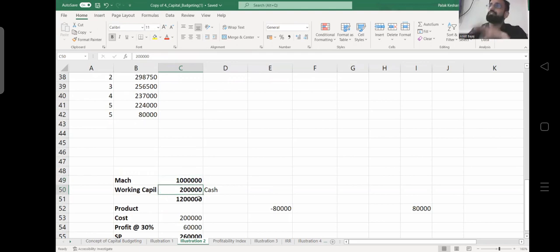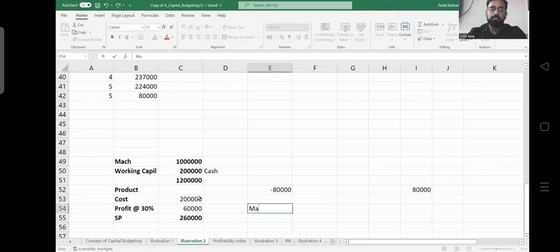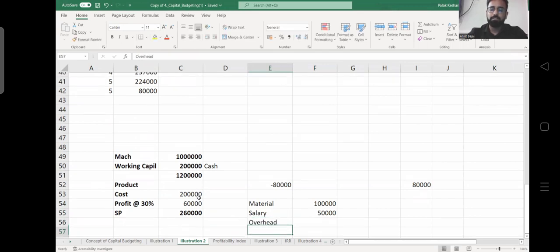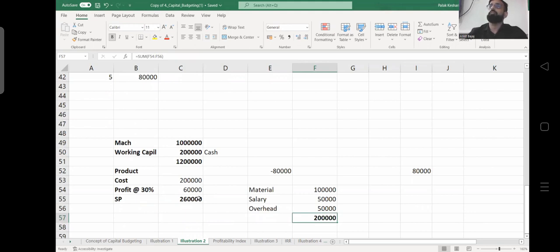Right? Now, with this 2 lakh rupees, what you have done, you manufactured a product, right? How you manufactured this product? You purchased material of rupees 1 lakh, right? You paid salary of 50,000, right? And you incurred some overhead expenses of 50,000 rupees. In total, how much you spent towards manufacturing of product? You spent 2 lakh rupees, right?